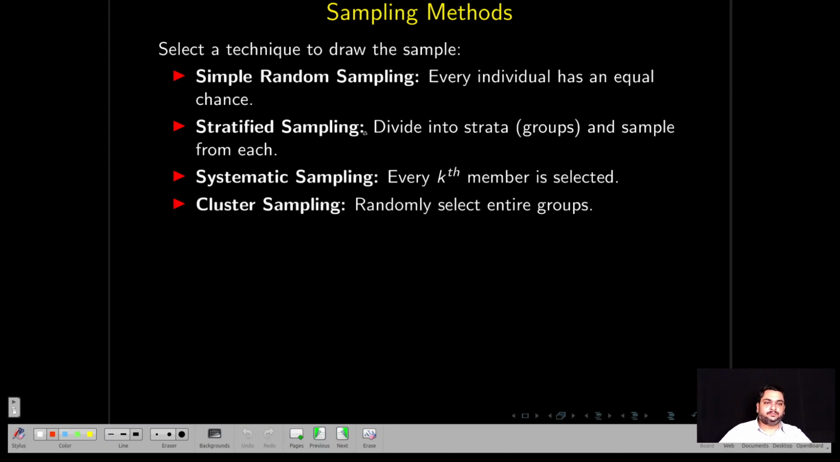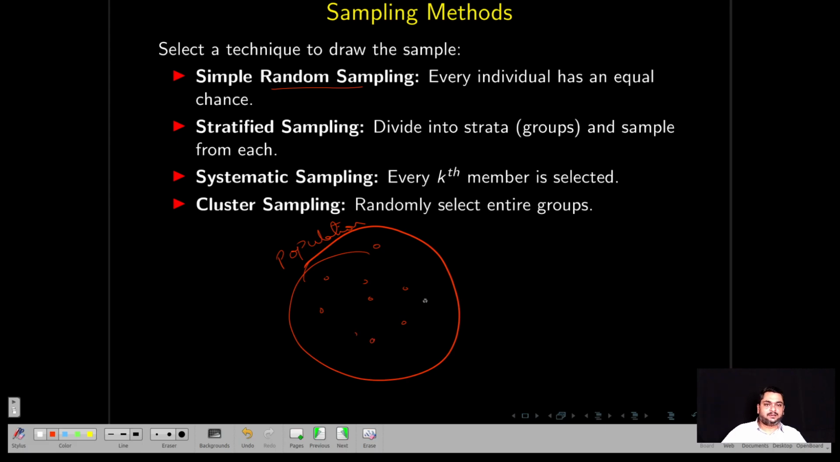What are the sampling methods? There are different sampling methods. The first one is simple random sampling. Let us say this is the entire population, and now I want to get a sample. What are the different sampling methods available? The first one is random sampling. Random means there are data points here and you just pick randomly. Each individual, if you pick randomly, has an equal chance. So randomly I'll pick. That is random sampling.